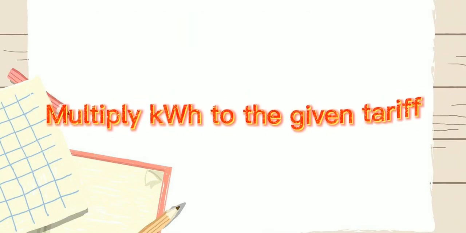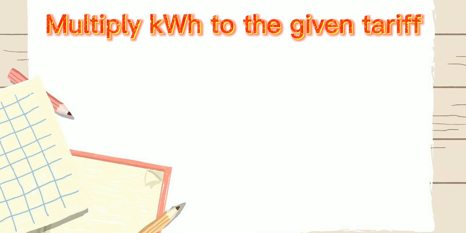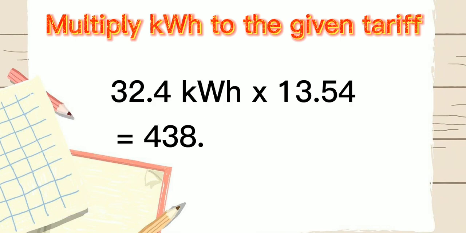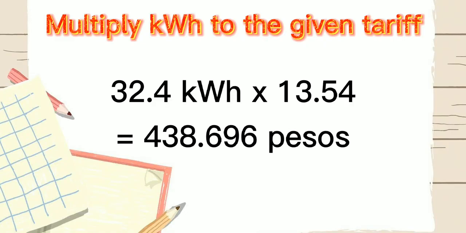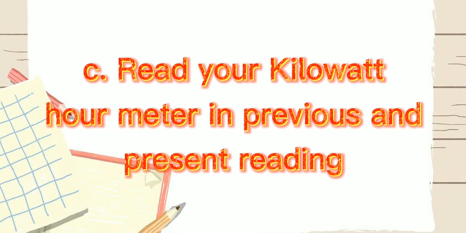Next step is to multiply kilowatt hour to the given tariff. Remember, the given 32.4 kilowatt hour and 13.54 pesos, which is the tariff. Now let's multiply. So 32.4 kilowatt hour times 13.54, that would be 438.696 pesos. Total bill in span of 1 month is 438.696 pesos. Next step is to read your kilowatt hour meter in previous and present reading.